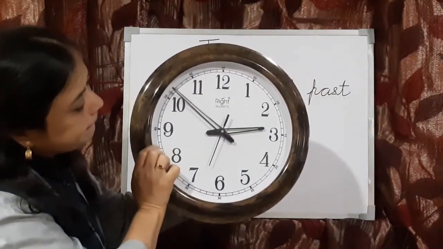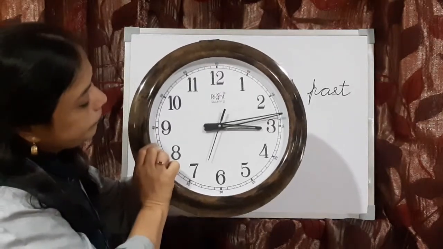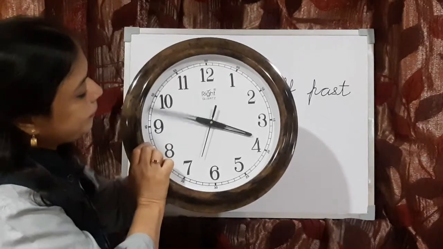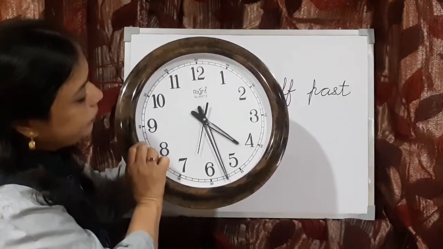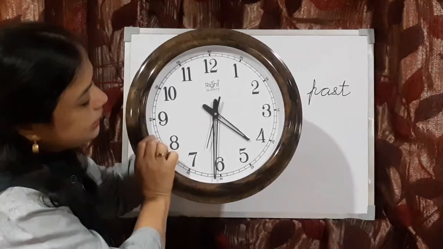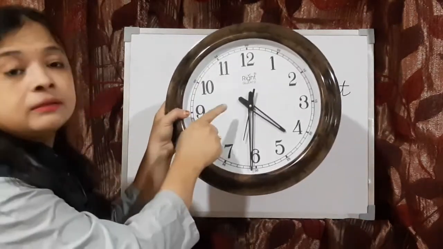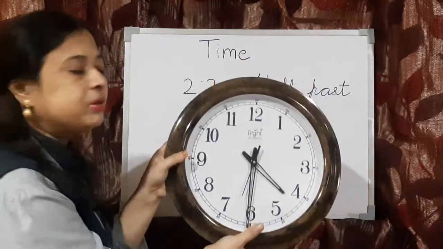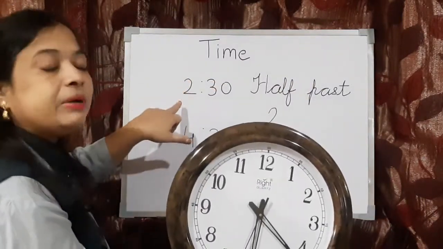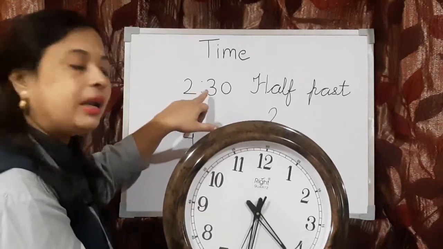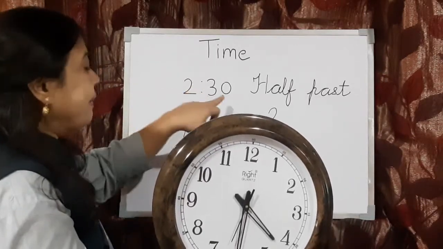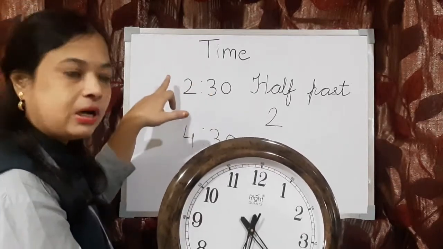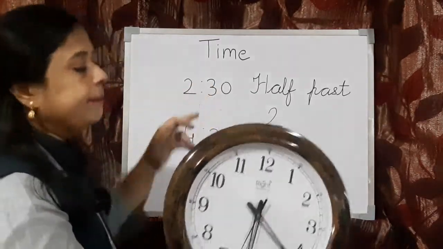See. Now as you can see here, children, the long hand is on 6. That means it is 30 minutes. So you have to remember, children, that when we are writing the time digitally, the first number is for the hours and the second number is for the minutes.